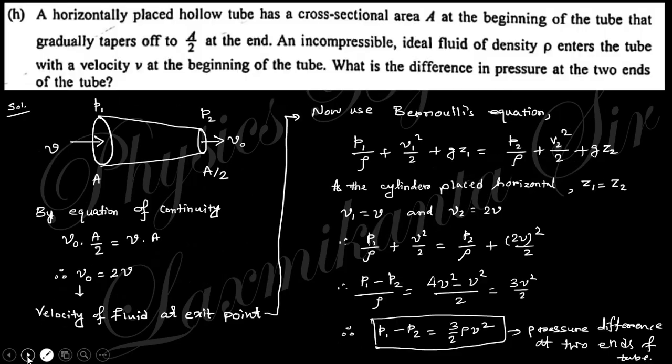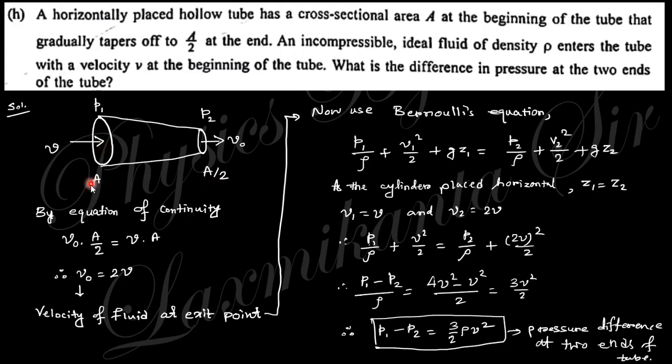Okay, there is another question left. Sorry. This is the last question of question number 1. A horizontally placed hollow tube has a cross section area A. This is the cross section area A, and the tube gradually tapers to A by 2. That means the area of this tube is reduced to A by 2. At that point the area is A, and at that point the area is A by 2.